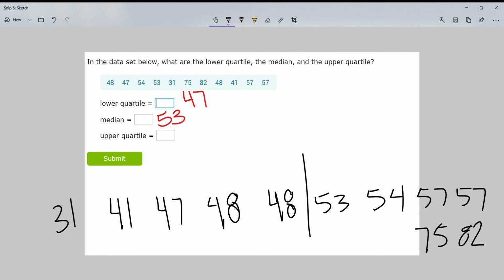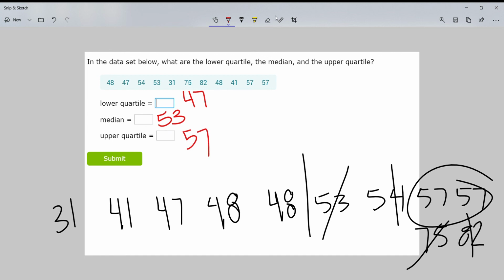All right, now we have one more part to figure out here. All right, so now let's look at our upper quartile. Let's do a process of elimination. 1, 1, 2, 2. And what do we get? We get 57 and 57. So what do we do when we have the same number? We'll leave it at that. It's going to be the same number, which means our upper quartile is going to be 57.